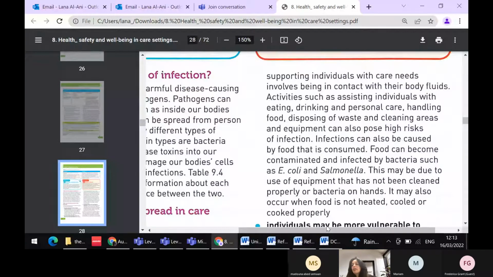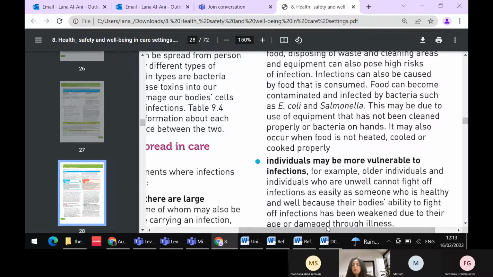Also, when you take care of people, if they are ill themselves, that might spread the infection. Also, the food: if we reheat food so many times, that will spread bacteria. The food can be contaminated, and this bacteria is very infectious. People might have food poisoning. It might kill them if they have no good immune system.